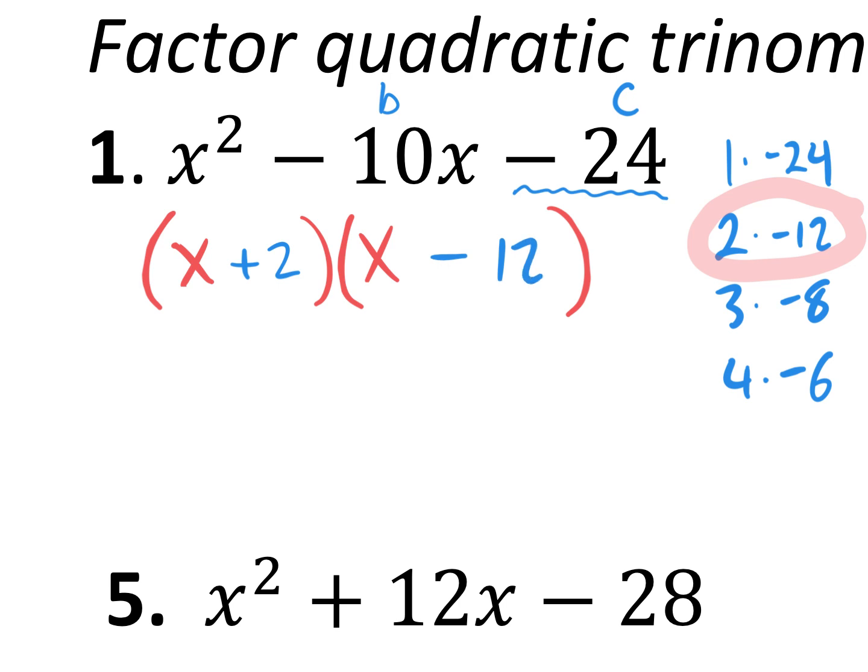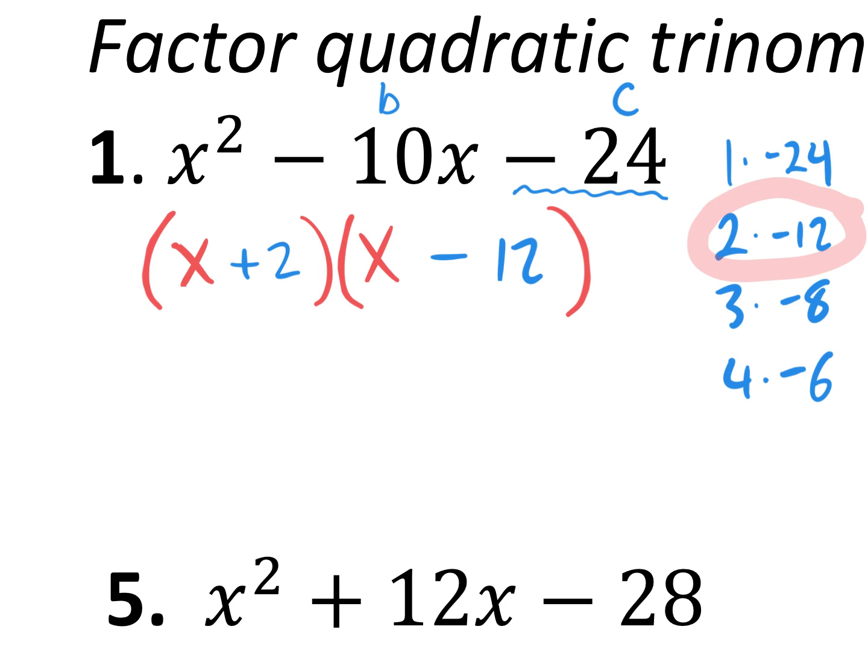If you're not too sure about it, you could go ahead and distribute. x times x, you get x squared. x times negative 12, you get negative 12x. But then 2 times x, you get positive 2x, and the negative 12x and the positive 2x really does give you that middle value, negative 10x. So you could distribute to double check your answer if you're ever confused.